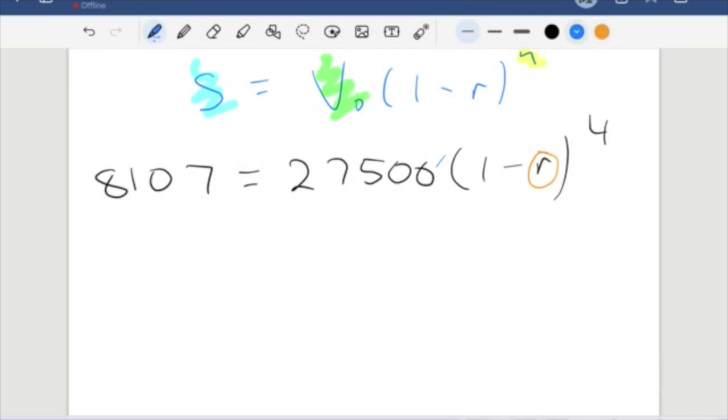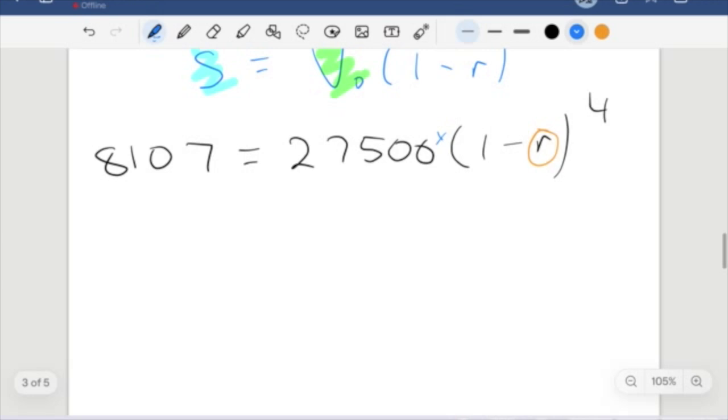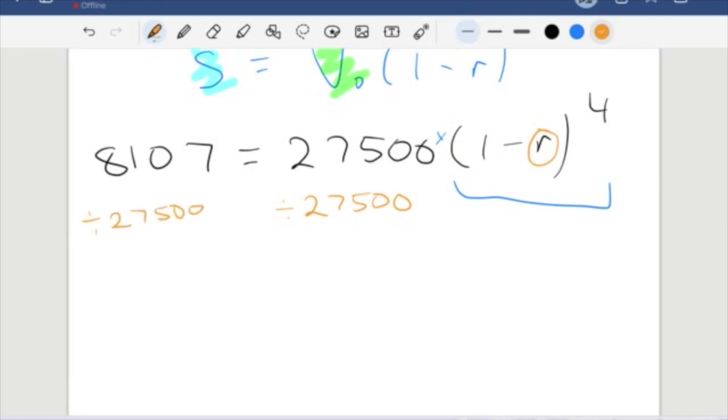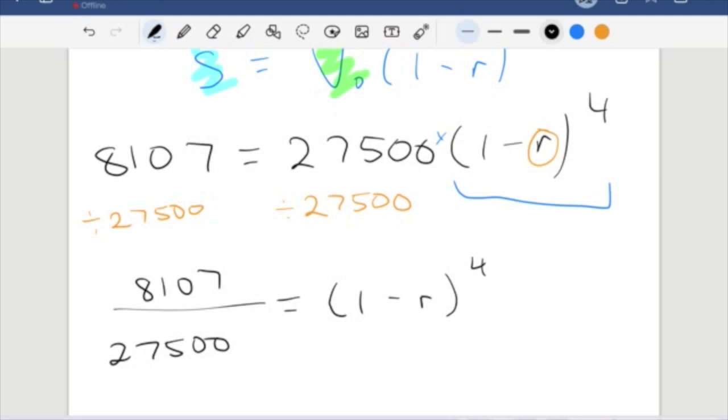Now, remembering here, the 27,500 is multiplying by 1 minus r to the power of 4. Now, this whole thing here, I need to get on its own because that's where my r is. So the first thing I want to do here is I notice that this is getting multiplied by 27,500. So I can divide that from both sides to strip the first layer away from my equation. So I have that 8,107 divided by 27,500 equals this whole thing here, 1 minus r to the power of 4.